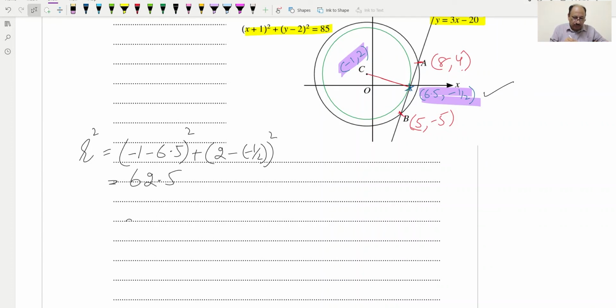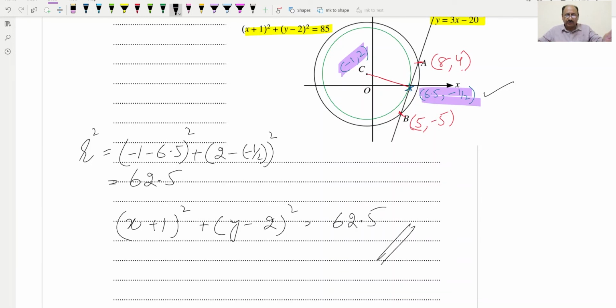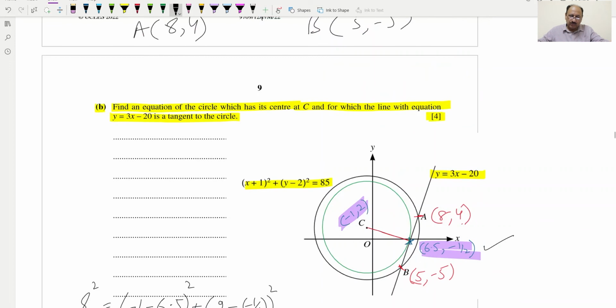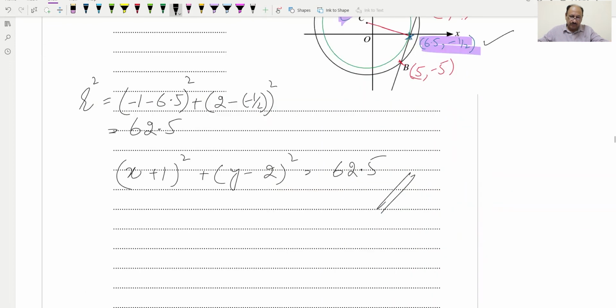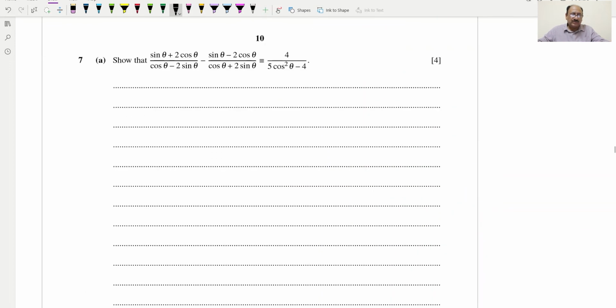So we know the equation of the circle is (x + 1) squared, since the center is -1, plus (y - 2) squared is equal to r squared, so 62.5, and this will be the required equation of the circle. This was the 4-mark question which we have done. Hopefully you understood this.